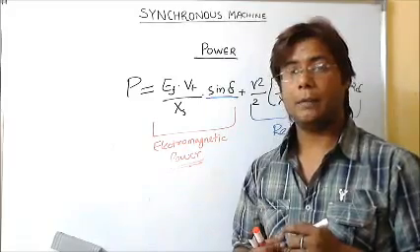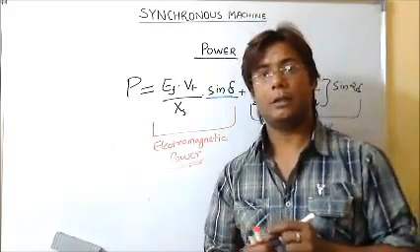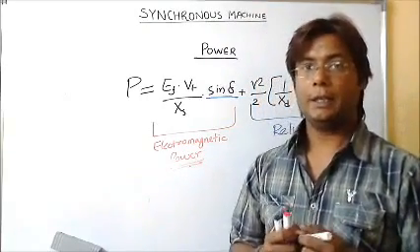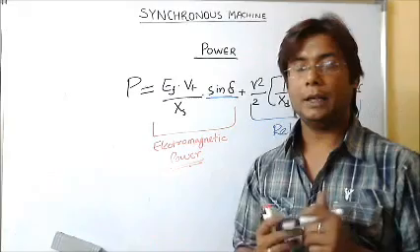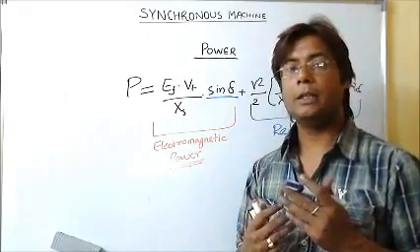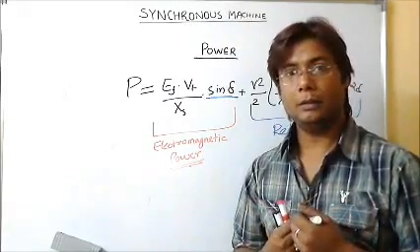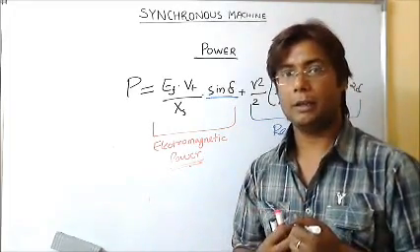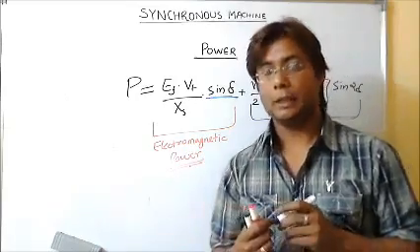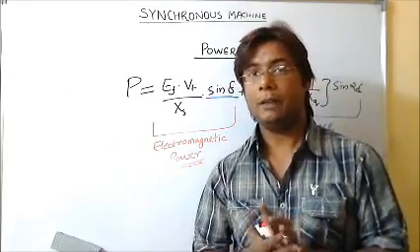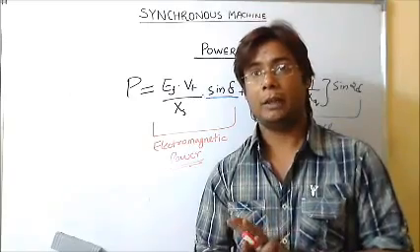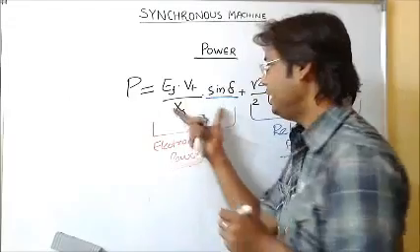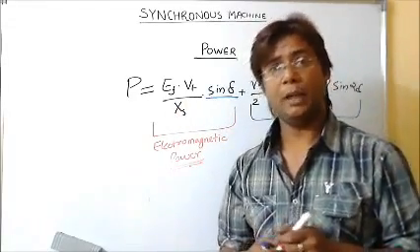Because of that, cos 0 is 1 and cos 90 is 0, and sine 0 is 0 and sine 90 is 1. So from that one can understand that when the electromagnetic power increases, the synchronizing power decreases, or when the synchronizing power increases, the electromagnetic power decreases. That is a very important point now. So we can get the maximum electromagnetic torque or power by differentiating this with respect to delta and putting it to 0.